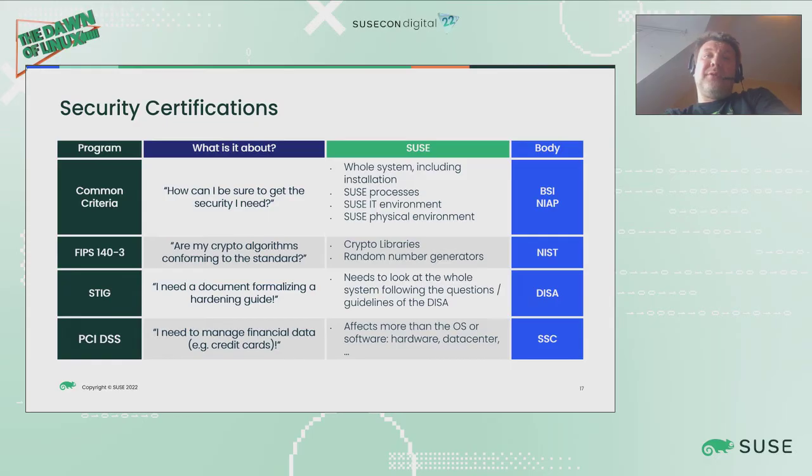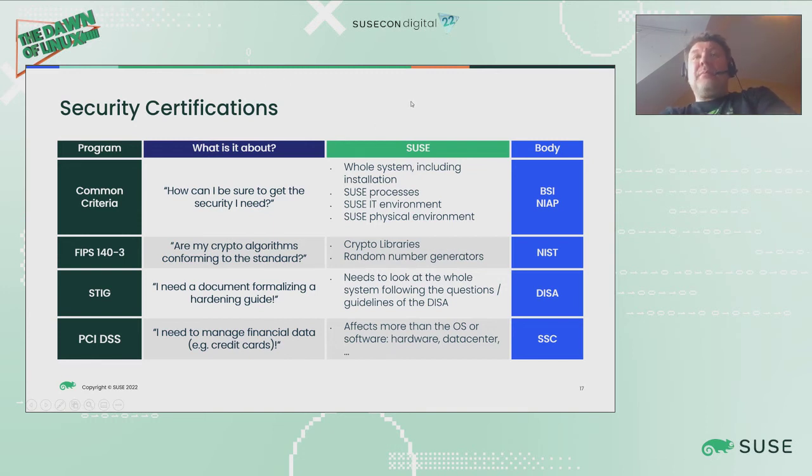We start with a thing called Common Criteria, which is a really wide way of looking at what we are doing. It's starting from the physical environment, how you can access it, and it goes through all the other processes. So it's a really high level view on what is happening in SUSE.